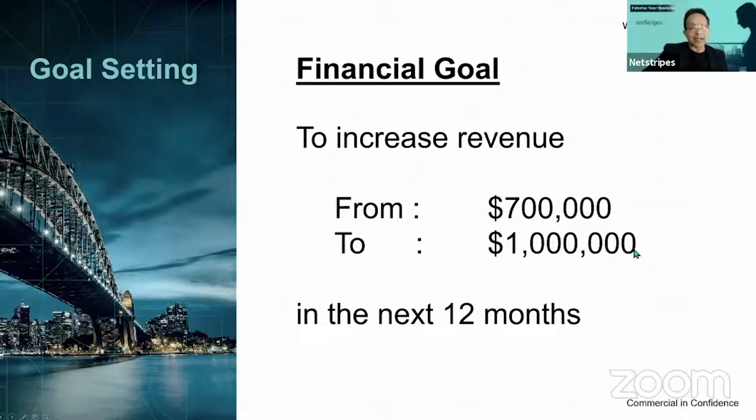Some of you might come and tell me, I'm at $1 million, I want to go to $2 million. Some of you might come and tell me, I'm at 150,000, I want to get to 200,000. And some others might say, I'm at 50,000. Can I get to 120,000?